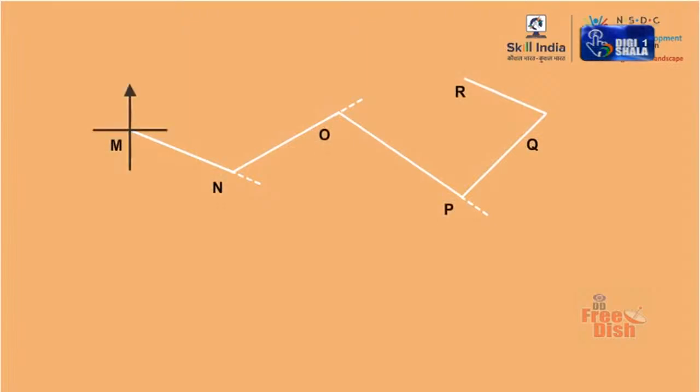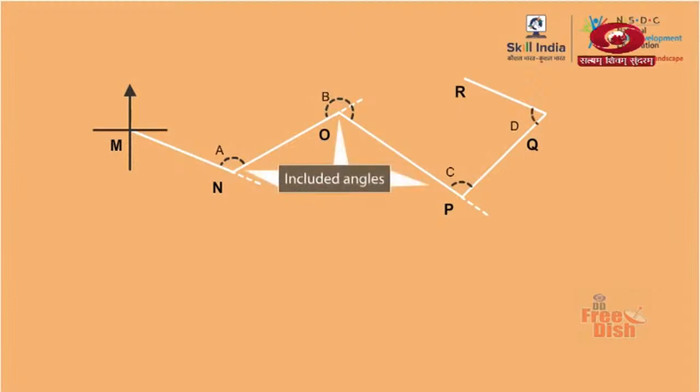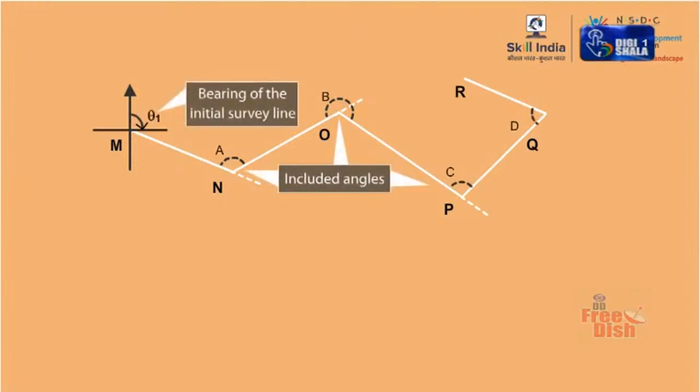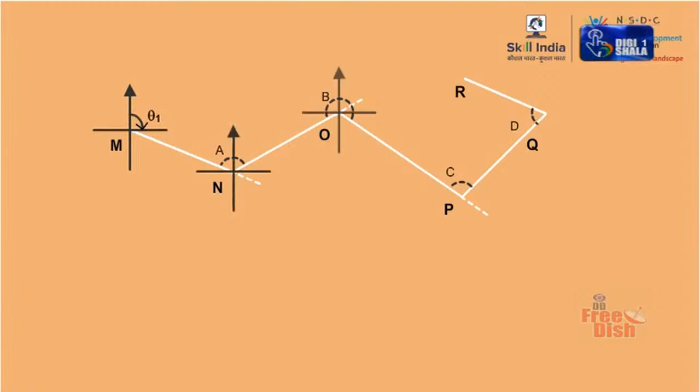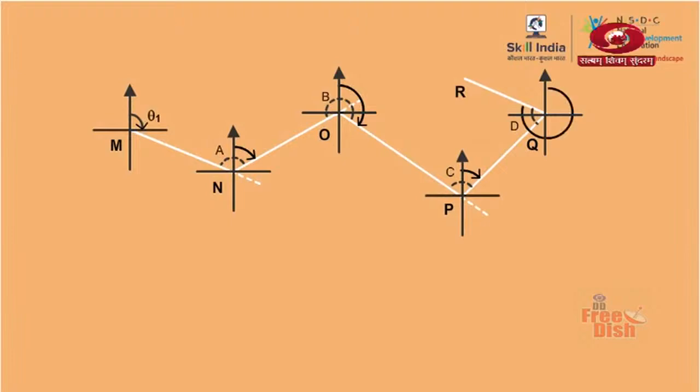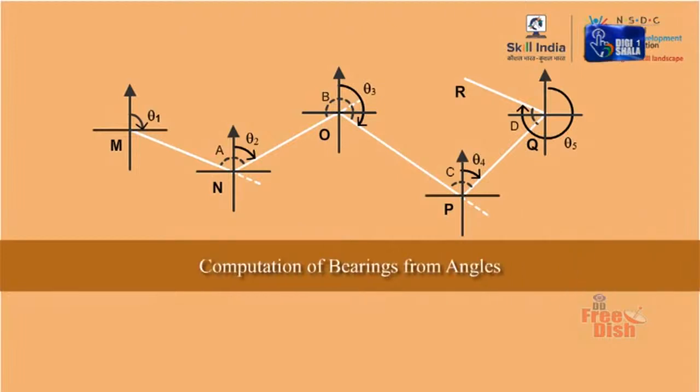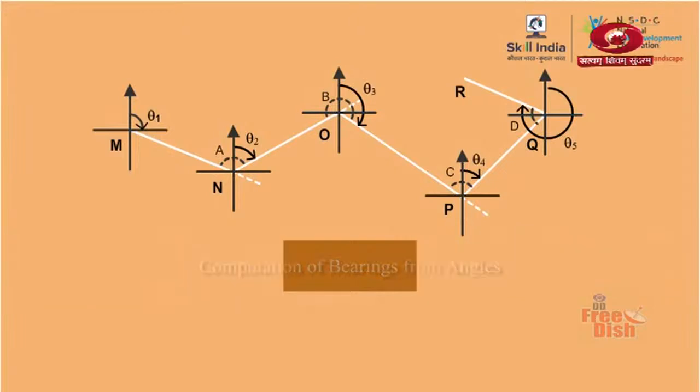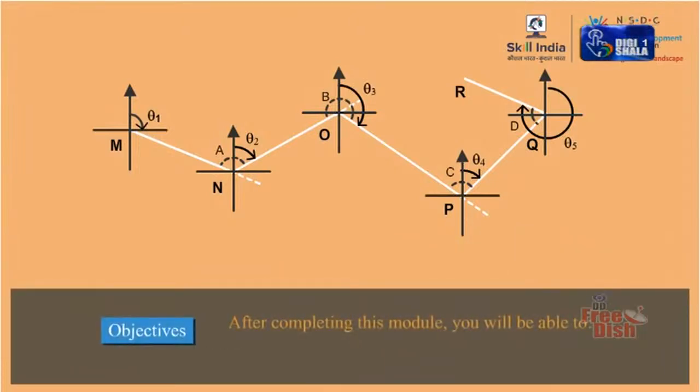Now, let us say you have a map or a plan which shows measurements of the included angles between successive survey lines and the measured bearing of the initial survey line. Based on these data, if you are required to calculate the bearings of the subsequent survey lines, how would you do it? Let us find out the answer by going through this module. Welcome! After completing this module, you will be able to compute.